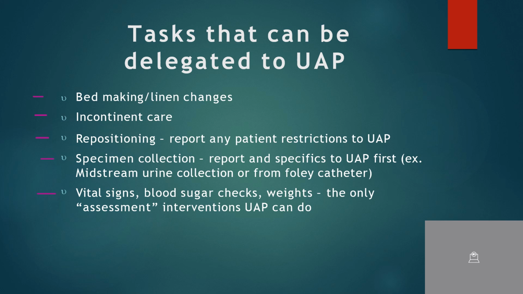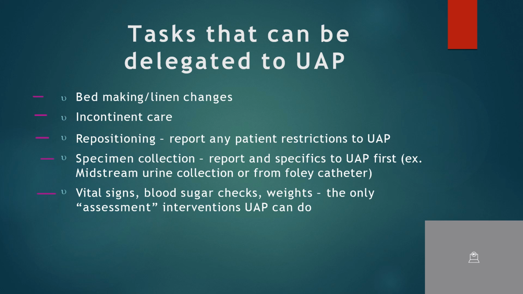Specimen collection: report and specify to the UAP. So again, that really depends. If there's an order for midstream urine collection, who's going to be doing that? No, you are. You want to make sure that you get those. From the Foley catheter, can they just get a basic urine sample? Yes. I like to make sure that I do the midstream because sometimes they don't know. So you just want to make sure, but again, if it's something specific, you do it.